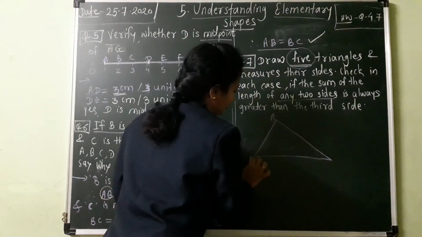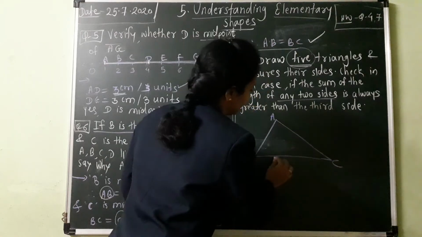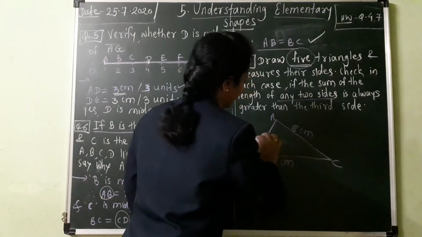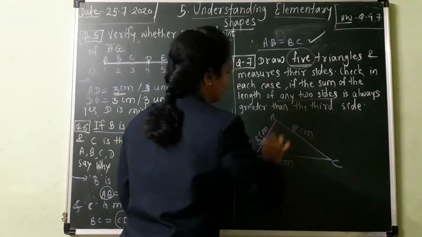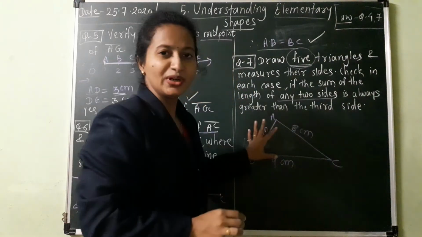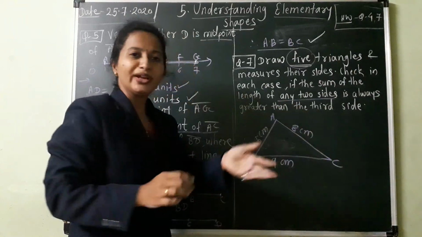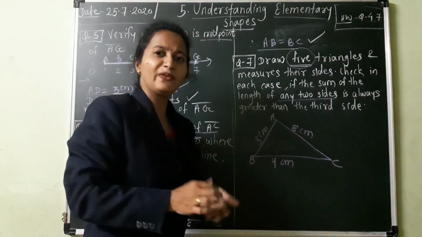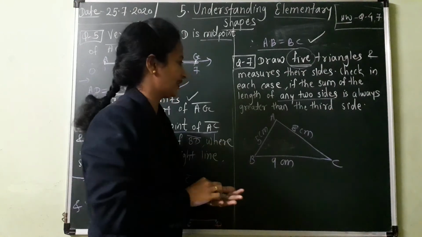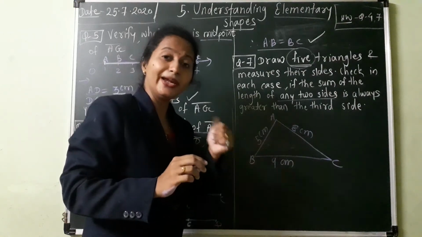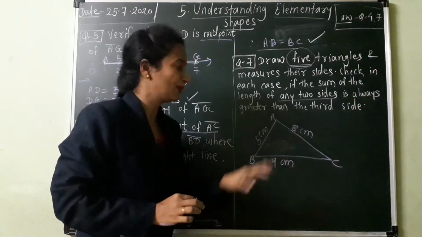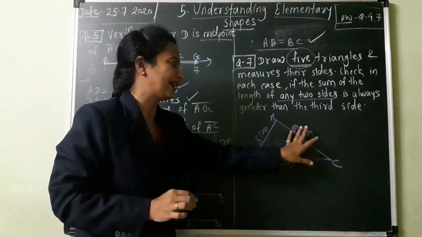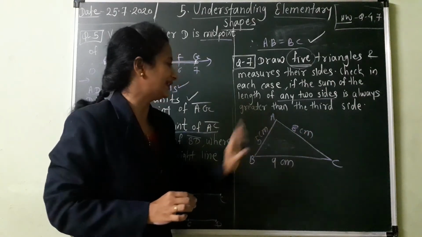This is the triangle ABC. Suppose this is 9 centimeters, this is 8 centimeters and this is 5 centimeters. In this way you can draw an acute angle triangle, right angle or obtuse angle triangle as you wish. You have to draw 5 triangles in your classwork. Then you have to measure accurately the lengths of all 3 sides of the given triangle, and write the exact measurements in this way.